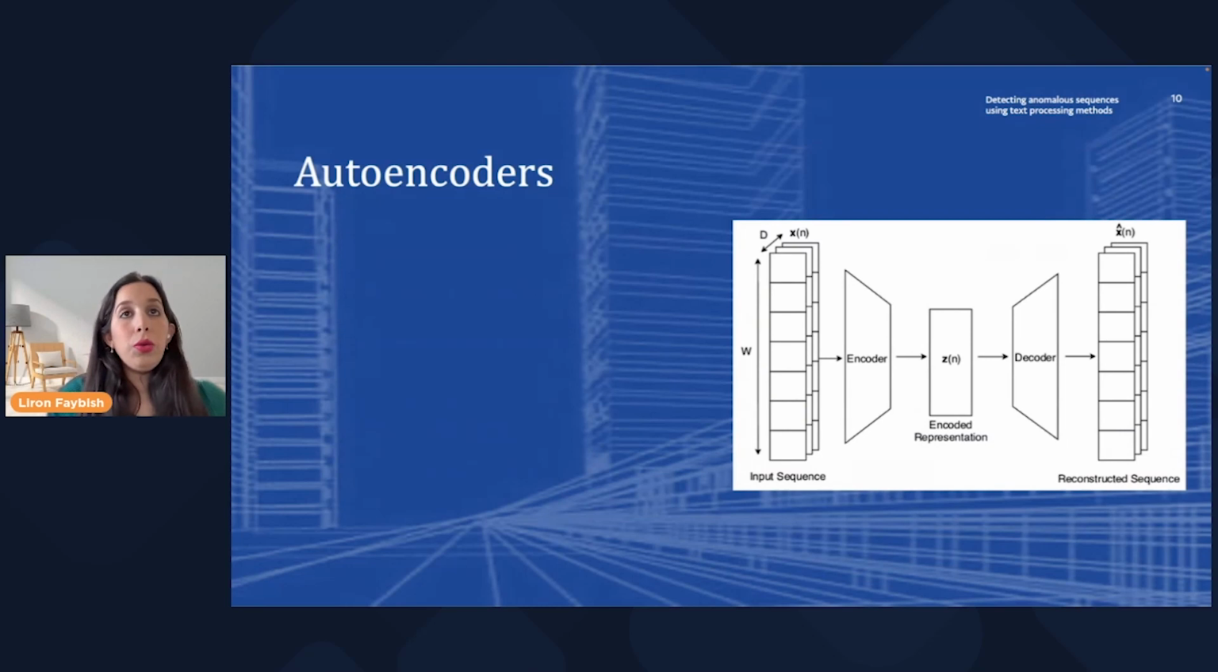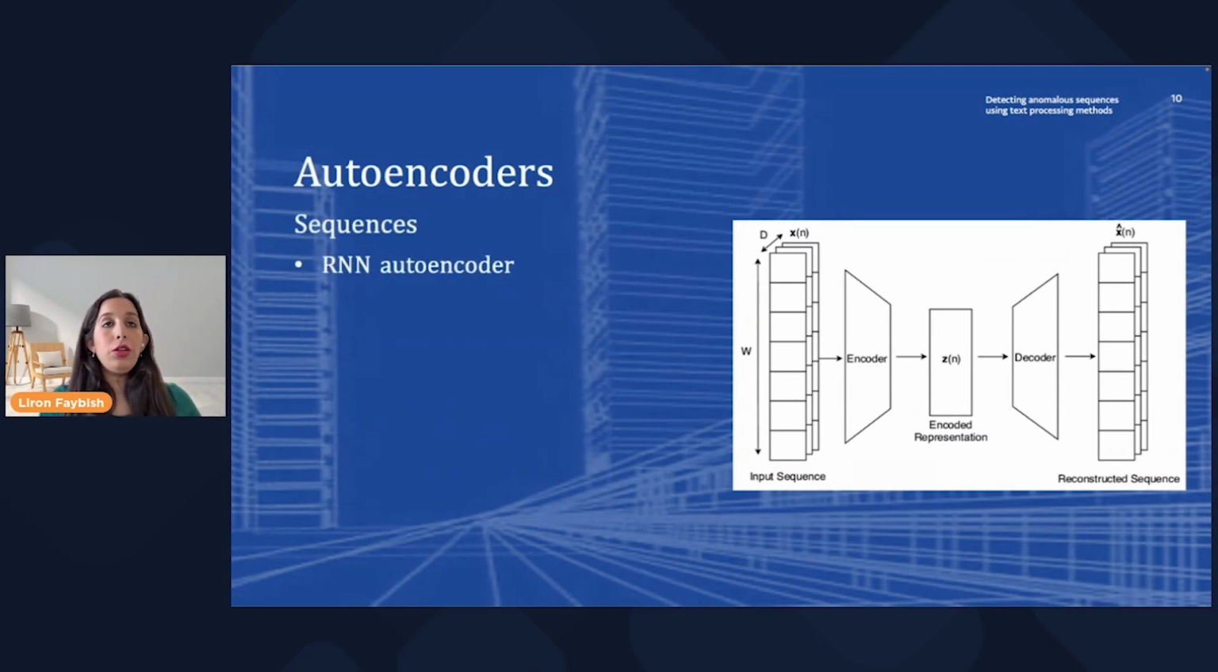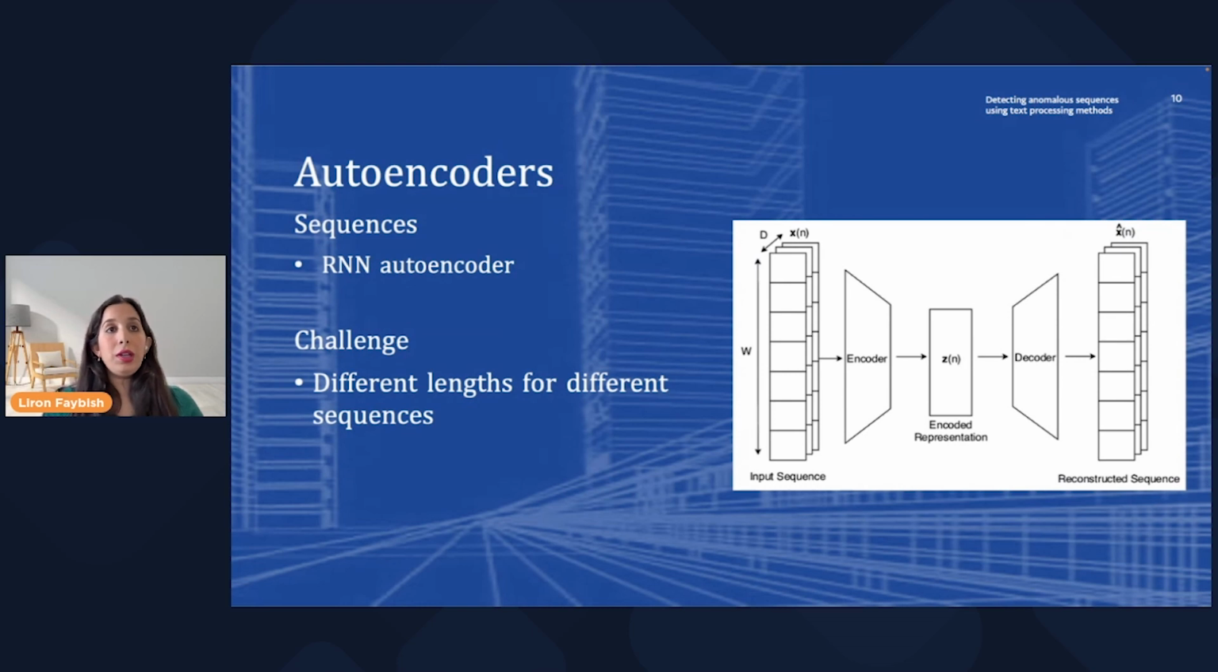When dealing with sequences, there is a unique type of neural network called RNN, recurrent neural networks. So in order to deal with our sequences, we need to build an RNN autoencoder. But the main challenge here is that each sequence has a different length. For example, each sentence consists of different words. So we need to build the autoencoder in a way that it can handle different lengths of sequences. There are a few options to do so.